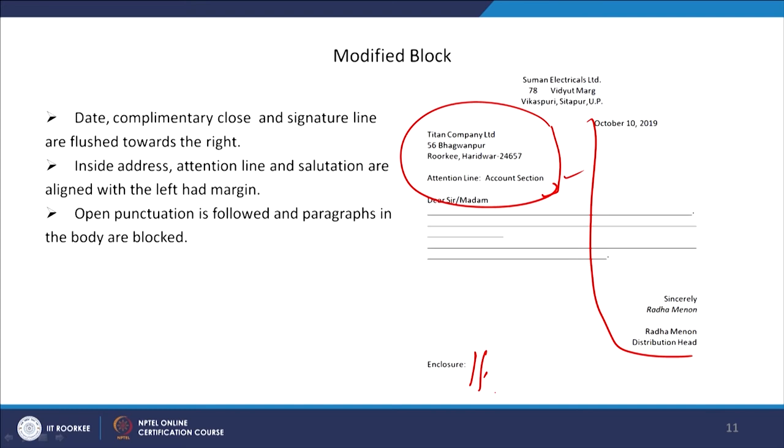In many cases, many organizations also follow, the paragraphs are indented. I mean one space is left in every paragraph. So, depending upon what format is being followed in your organization, you can go ahead, my dear friend, and write your letters.